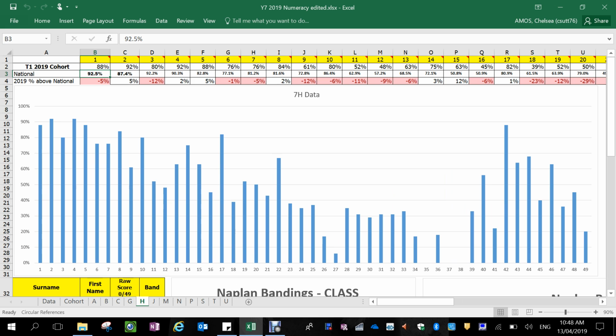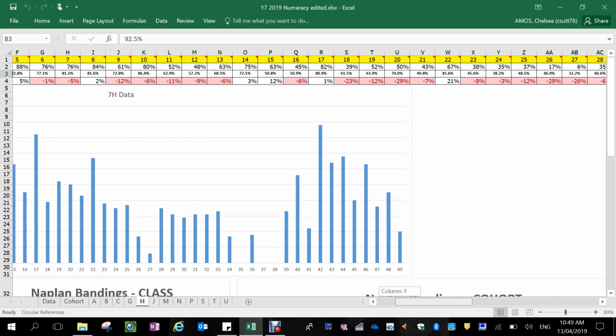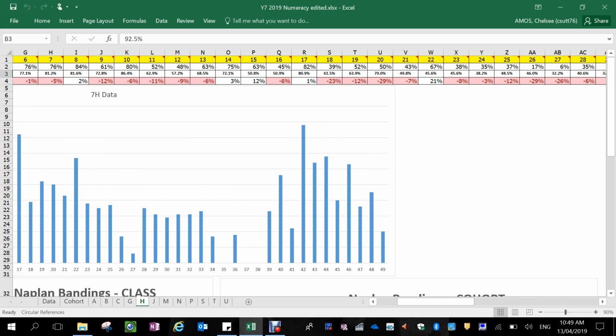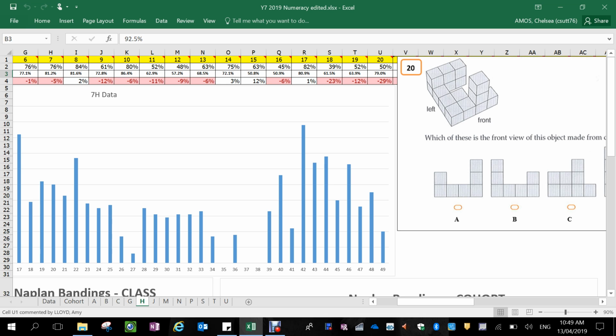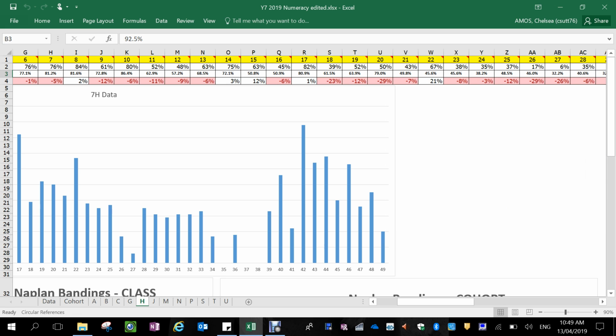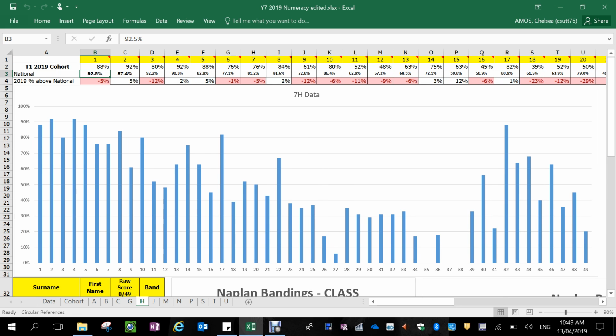For example, looking through this data here, I think our biggest difference is 29%. And I would pull up question 20 and then I would work on that with students. And I'm going to show you another video on how to actually unpack a question and really promote problem solving in your classroom.